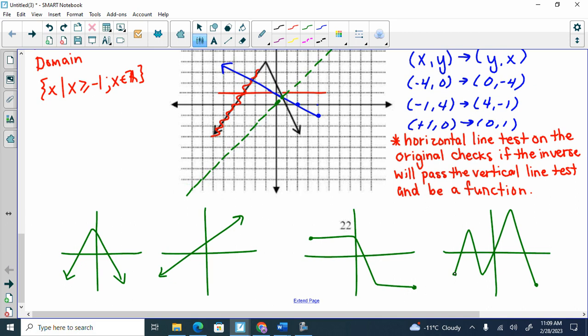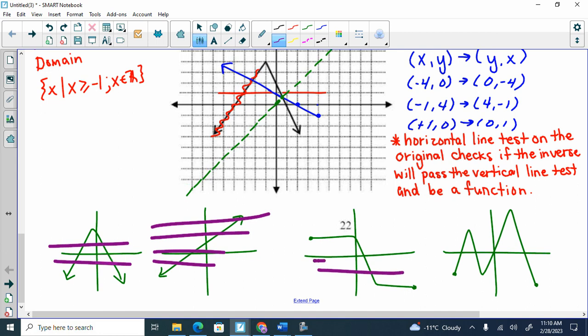Are their inverses functions? Is this one a function? If I draw horizontal lines, it immediately fails, actually. I don't have to draw more than one. Failed. So the inverse isn't a function, correct? What about this one? Is the second one's inverse a function? No matter how many horizontal lines I draw, it passes, correct? So the inverse is a function. What about this one? Look, it passes. The inverse is a function.